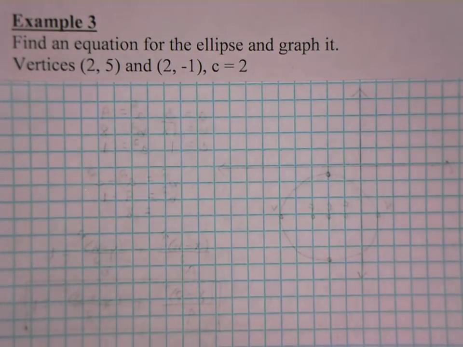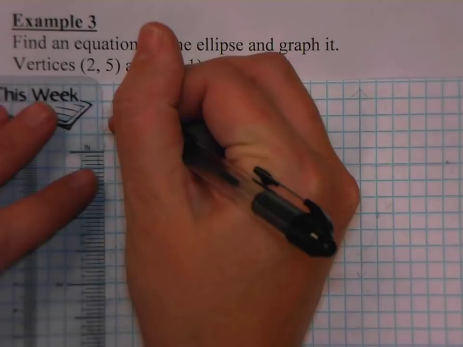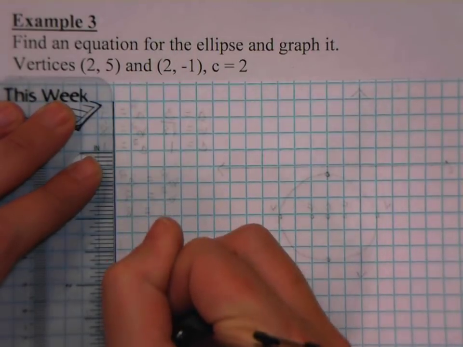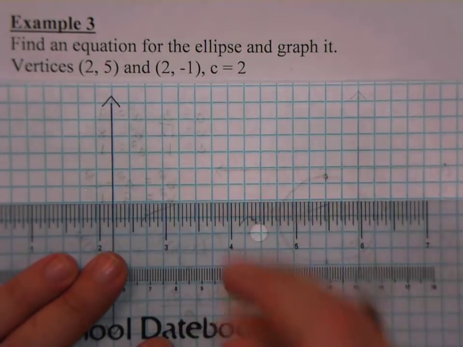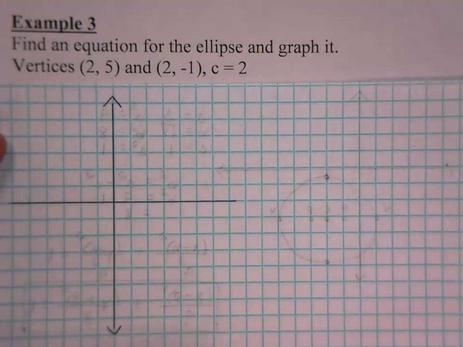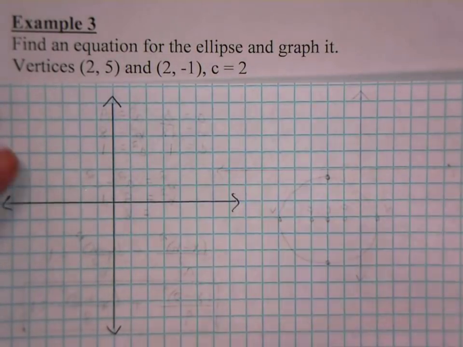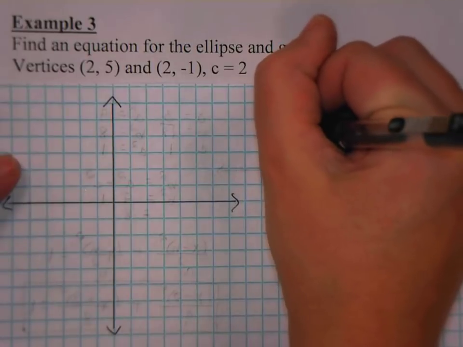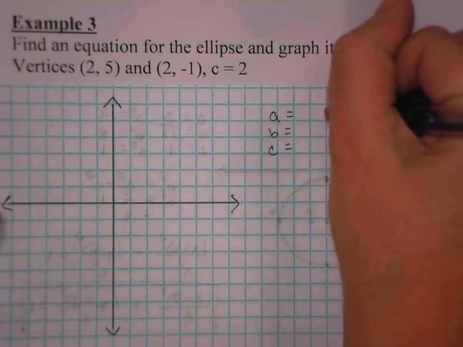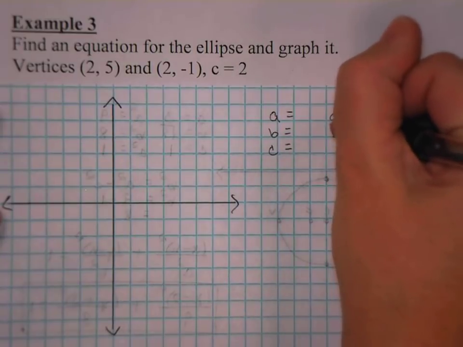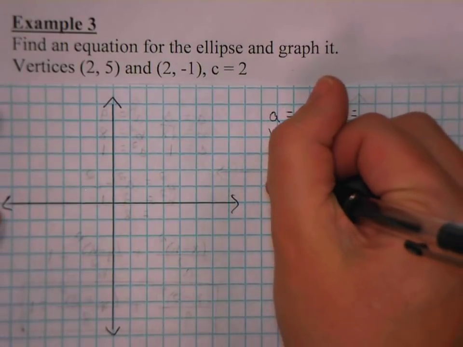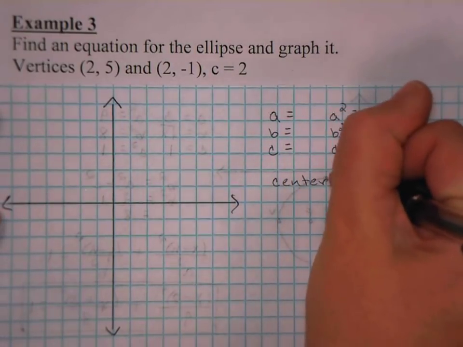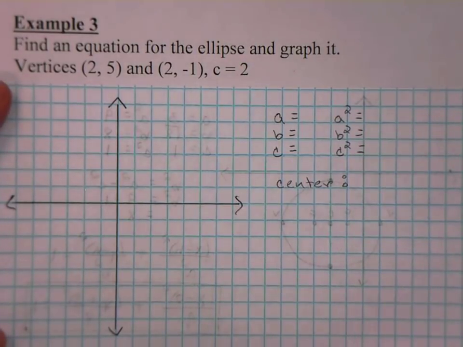But when we're asked to find an equation and to graph, given some starting information, I would start by graphing, or maybe just even setting up my paper. So let me get my paper set up with my axis. And then I'm probably going to need a list, a, b, and c. I'm sure I'm going to need to know my center in order to be able to write an equation.